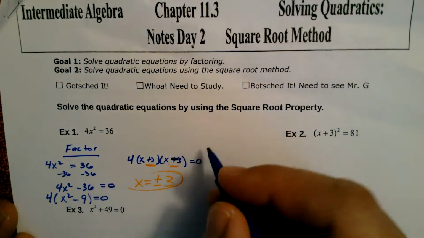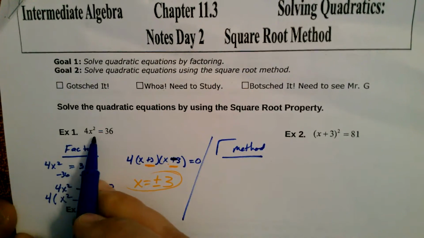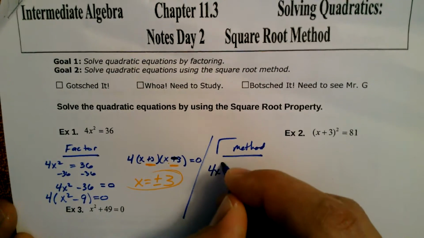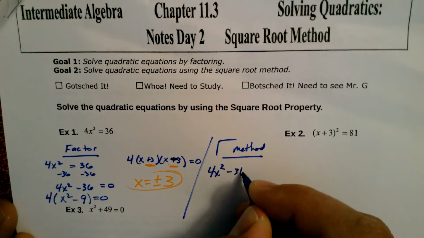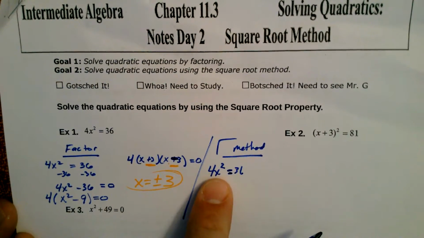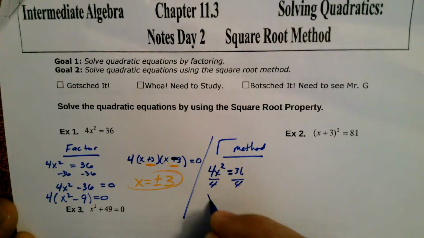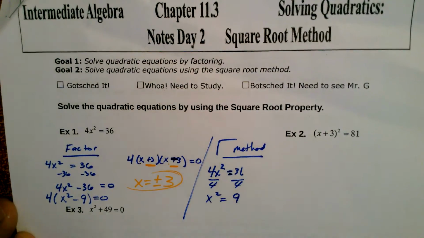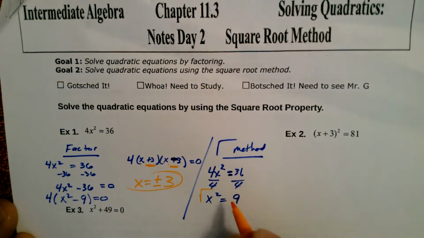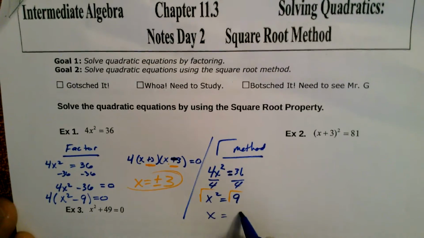Well, let's take a look at the square root method. If I've got 4x squared equal to 36, the first thing I would do is isolate this x squared. I'm trying to get it by itself, so I'm going to divide over the 4. What we get is x squared equals 9. Now my last step, to undo something that's squared, is to square root both sides. I simplify, and the square root of 9 is 3.